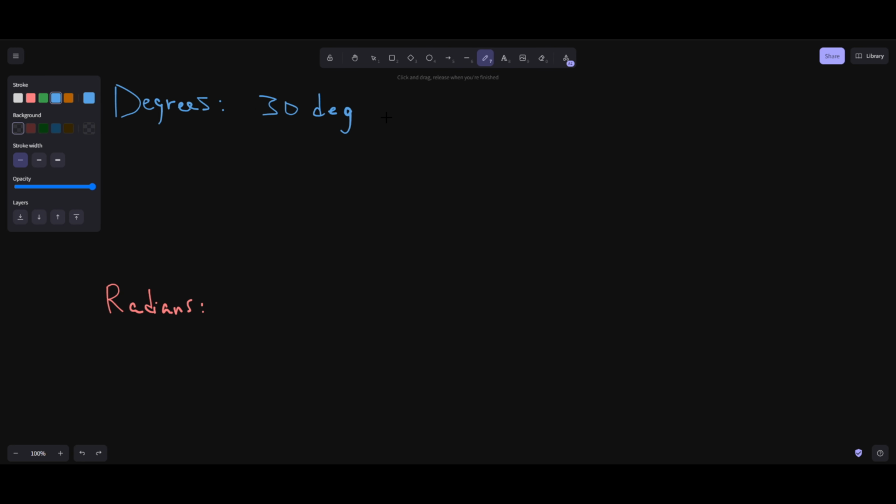So the first thing I need to do is find out what percentage of a full rotation 30 degrees is, right? It's just like finding out how many right answers you got versus how many questions there were in total. So I would do 30 divided by 360, and I can cancel these zeros out, and I know that this reduces to 1 over 12.